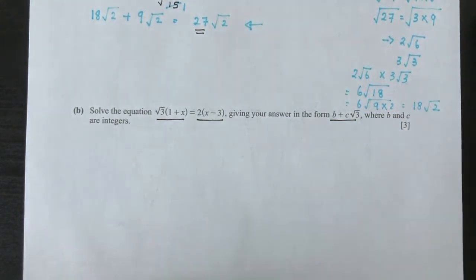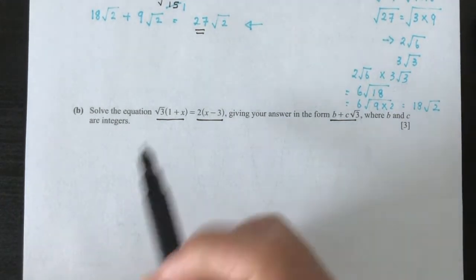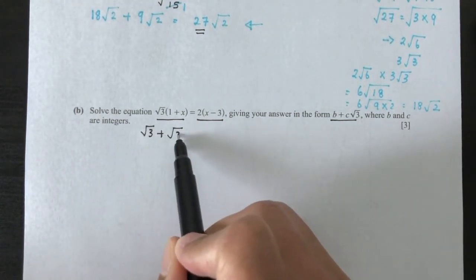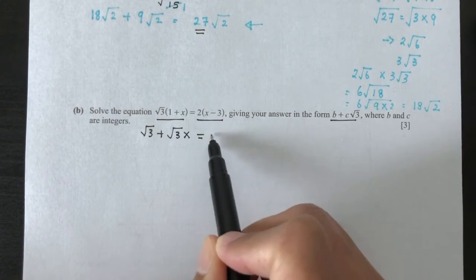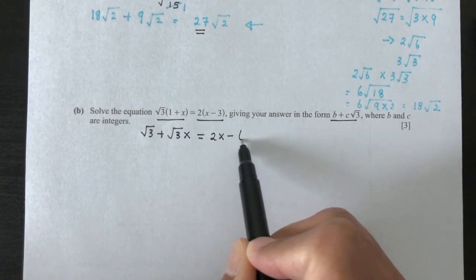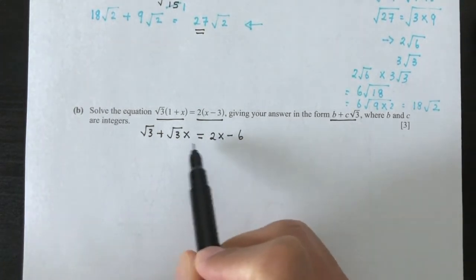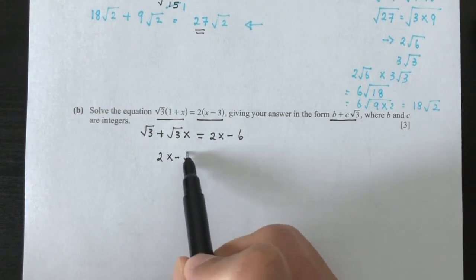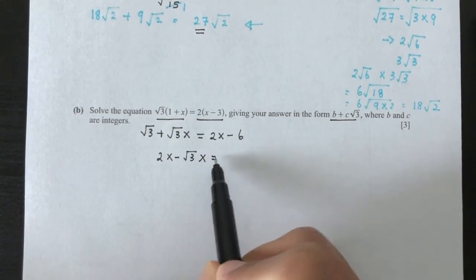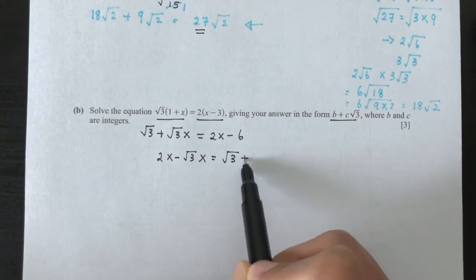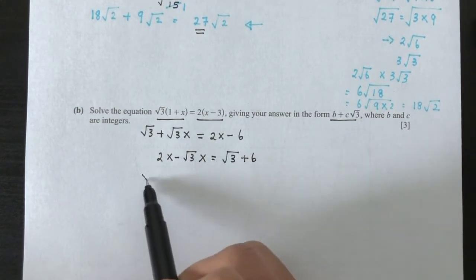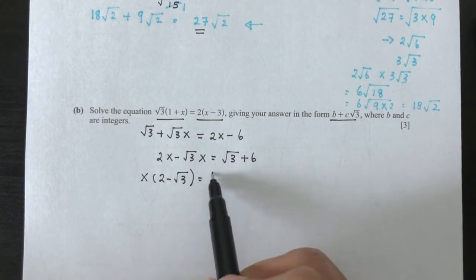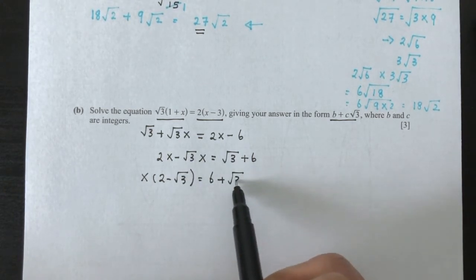Now solving means to find the value of x. So let's first expand. You will have root 3 plus root 3x equal to 2x minus 6. So let's send all the x to one side. You will have 2x minus root 3x is equal to root 3 plus 6. Factorize: x(2 minus root 3) is equal to 6 plus root 3.